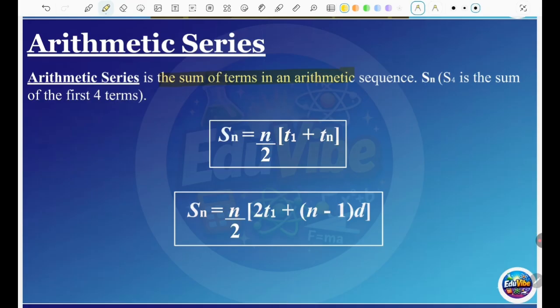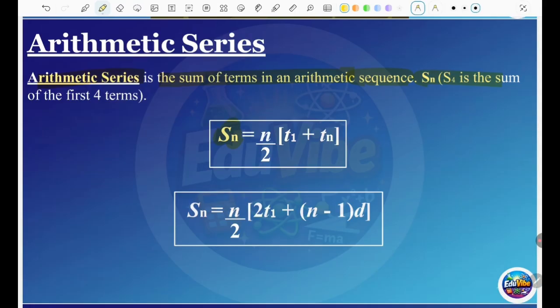A sequence is an ordered list of objects. Here we have arithmetic sequences, but we have to find the sum of those terms, and that is where the arithmetic series comes in. We denote the sum by Sn. S4 is the sum of the first four terms. You have to know this, and when we do the questions, you will understand it more.